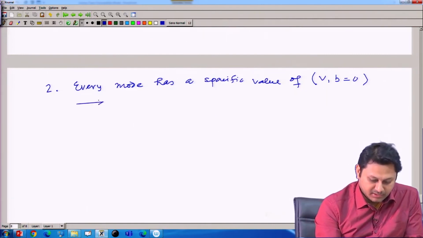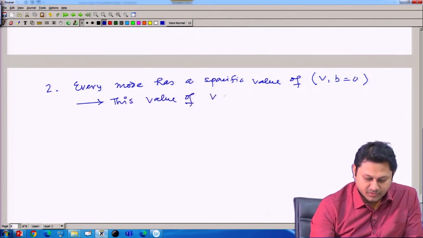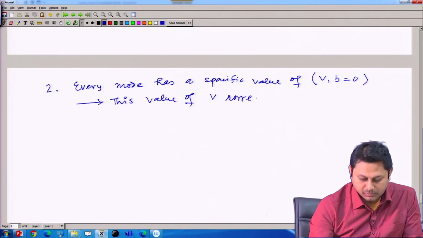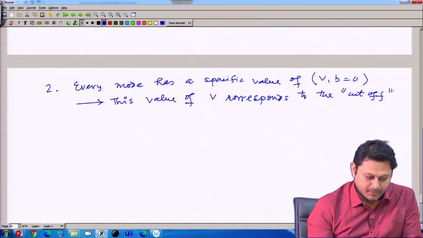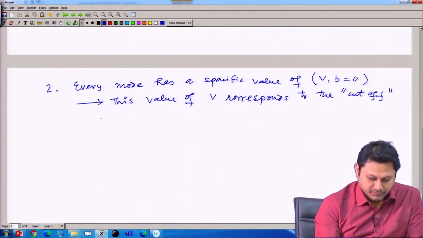So, every mode has a specific value of V for B equal to 0. This value of V corresponds to the cutoff V value for that mode.